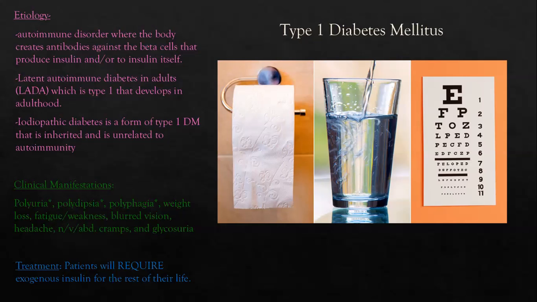ends up going to your kidneys, and the sugar just has such a high osmotic pull that it pulls all the fluid in, making them dehydrated. So then that makes them thirsty on top of it. So then that's the polydipsia. They're super thirsty because they're becoming dehydrated because they're peeing out almost all their fluids as well as sugar.